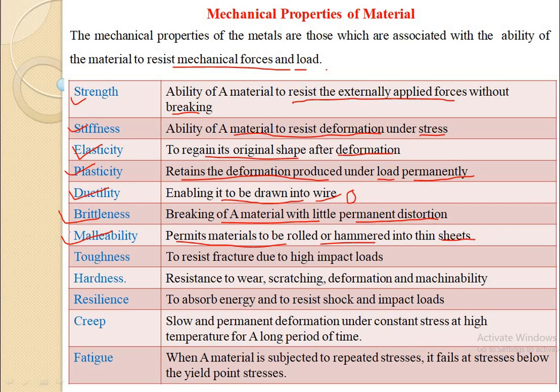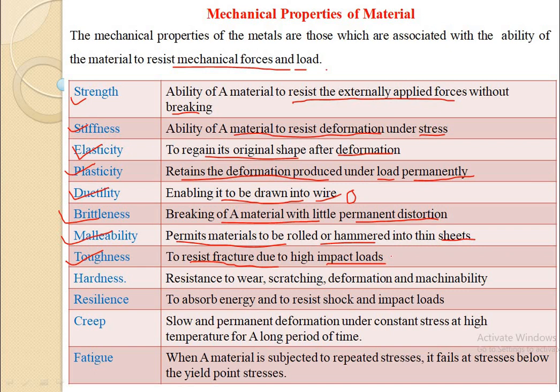Next is toughness. Toughness is the ability to resist fracture due to high impact load. If a sudden load is applied on the material and it resists fracture, meaning it does not get fractured due to the suddenly applied load, then we can say that the material is tough. The toughness of a material decreases when it is heated. It is measured by the amount of energy that a unit volume of material absorbs after being stressed up to the point of fracture.